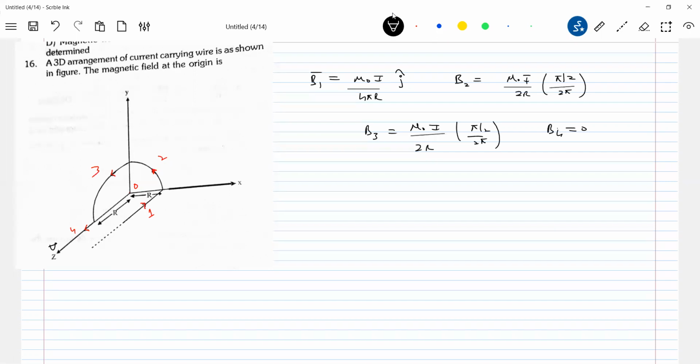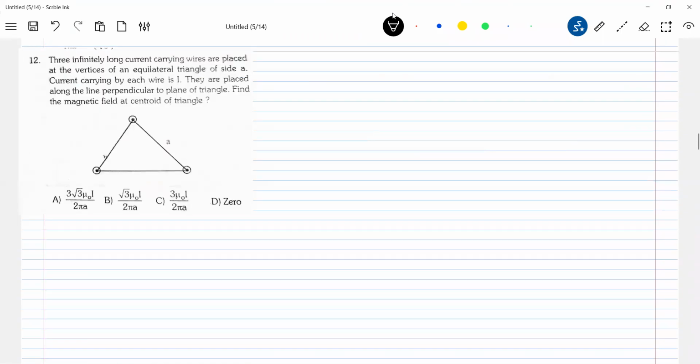And these are very popular, can be asked in advance also. You check it, almost 3 years past from 2010 onwards, plenty of times asked for various combinations of structures by Biot-Savart law. Next, 12th one.